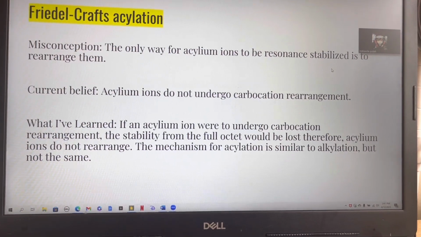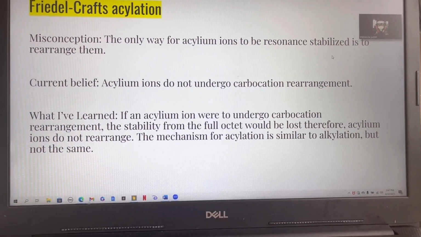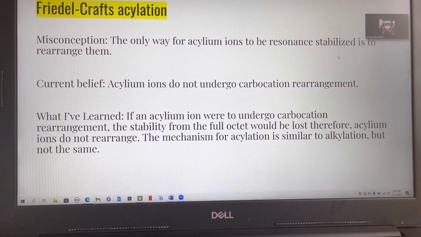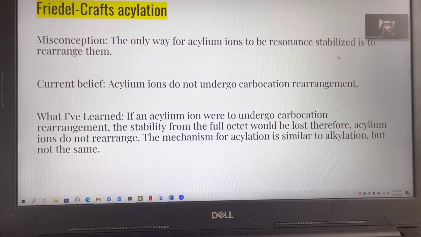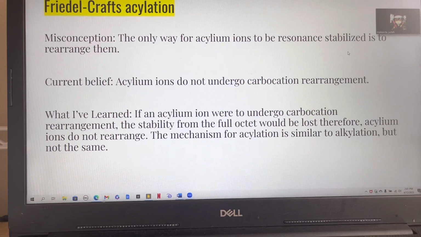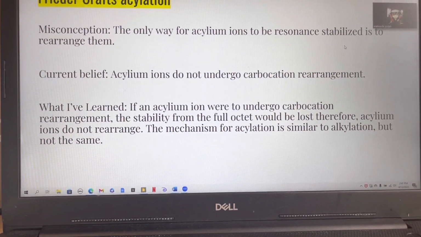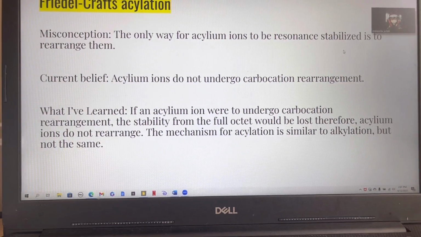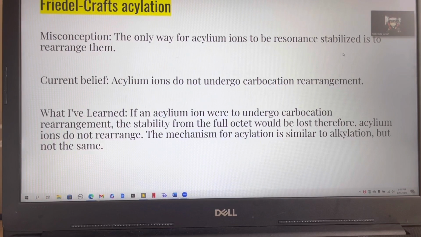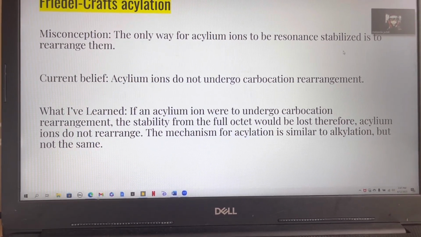Friedel-Crafts acylation. A misconception about this is that the only way for acylium ions to be resonance stabilized is the rearrangement of them. The current belief is acylium ions do not undergo carbocation rearrangement. What I've learned is if an acylium ion were to undergo carbocation rearrangement, the stability from the full octet would be lost. Therefore, acylium ions do not rearrange.